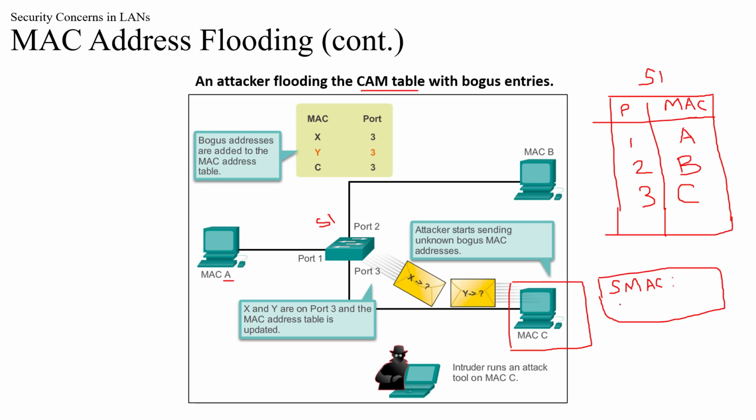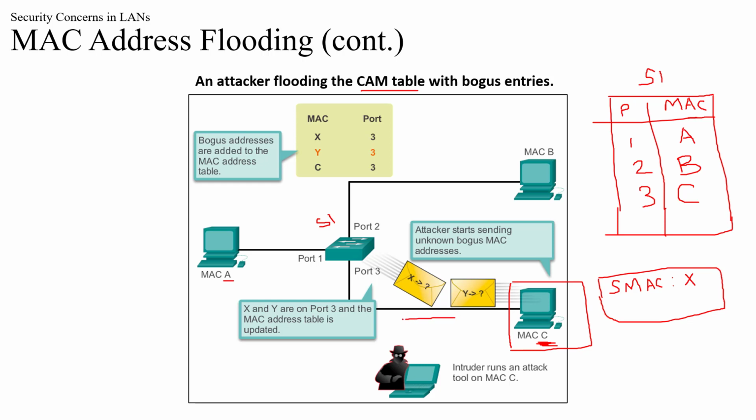Now the attacker is creating a frame. In the source MAC address, my original MAC address is C, but he is not going to give C here. He is going to give a fake MAC address. Now he is giving X as my MAC address, and he is going to broadcast that packet. He is going to send it to the switch.